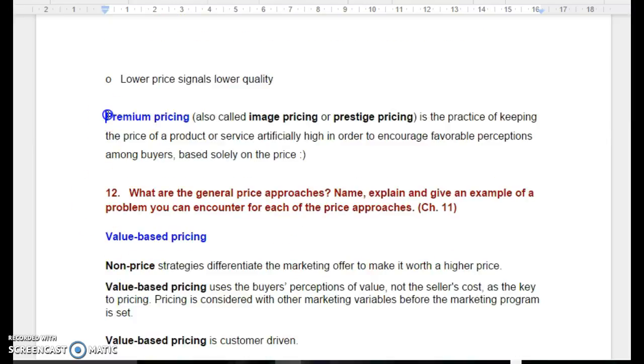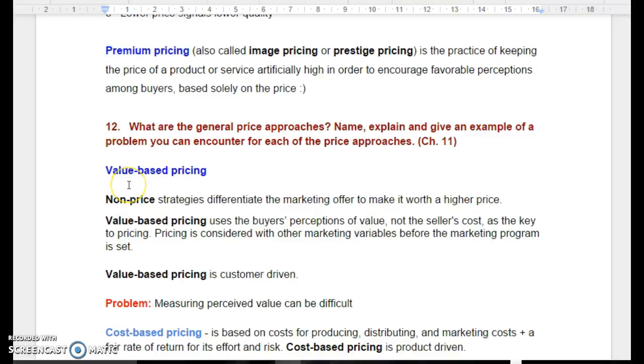We could use premium pricing, also called image pricing or prestige pricing, which is the practice of keeping the price of a product or service artificially high in order to encourage favorable perceptions among buyers based solely on the price.